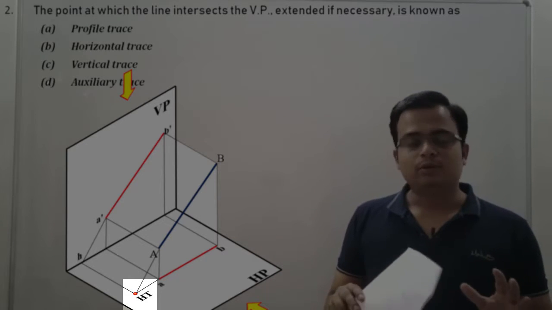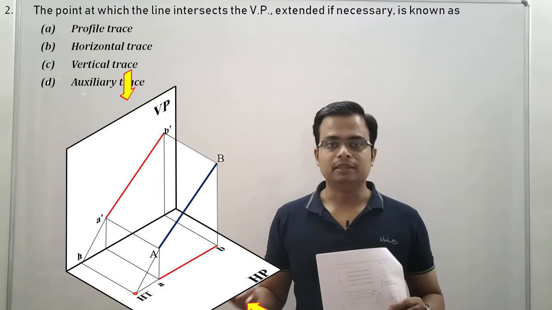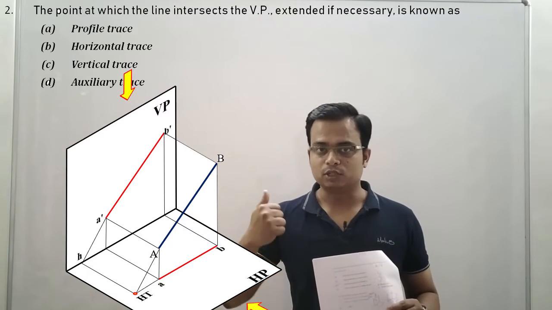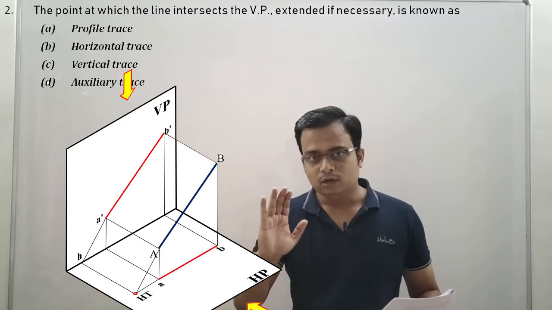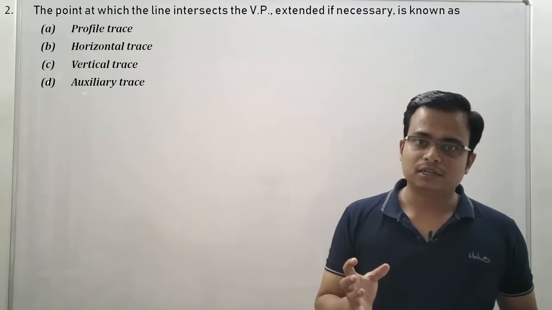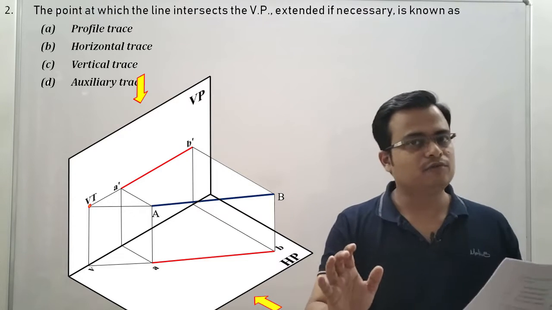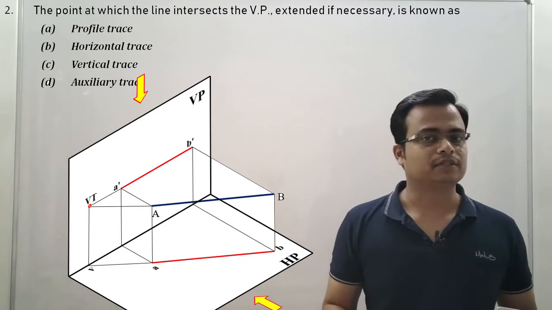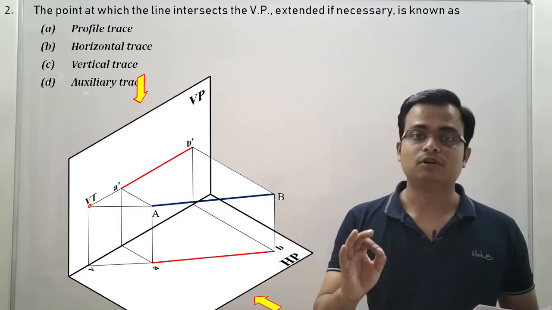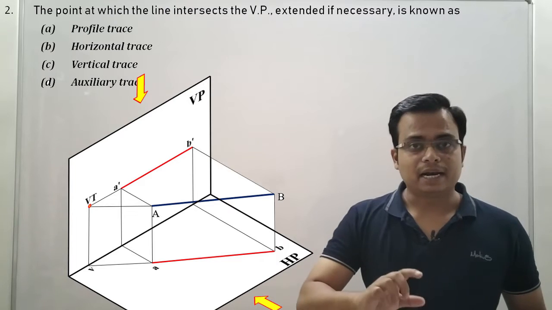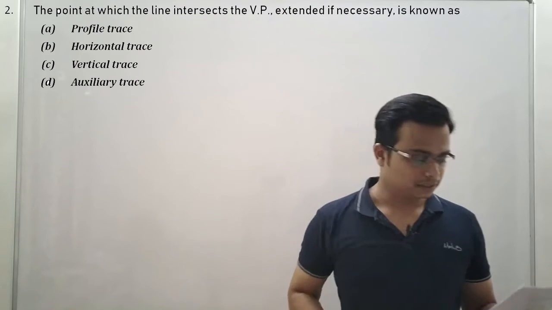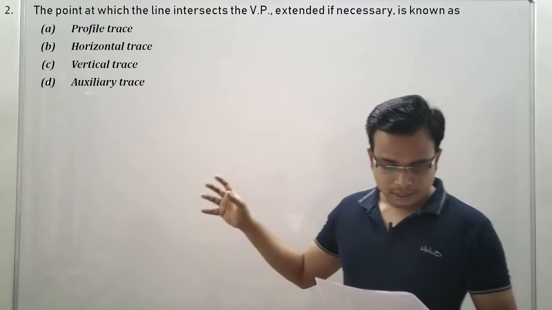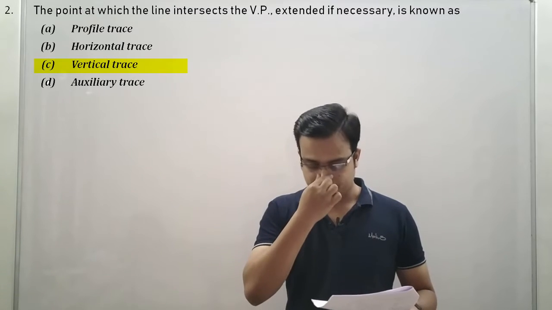Now, one more thing which I would like to tell you, if a line is inclined to both HP and VP, then we'll be getting two traces, that is, a horizontal trace as well as a vertical trace. One more thing, if the line is only inclined to HP and it is parallel to VP, then we'll only be getting a horizontal trace. If a line is parallel to HP and inclined to VP, then in that case we'll only be getting a vertical trace. So line inclined to HP, horizontal trace; line inclined to VP, vertical trace; and line inclined to both HP and VP, both the traces, HT as well as vertical trace. So that was the entire idea for problem number 2, and the right option is option C, that is a vertical trace.